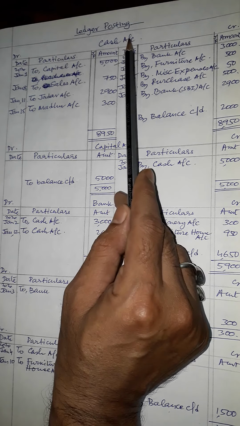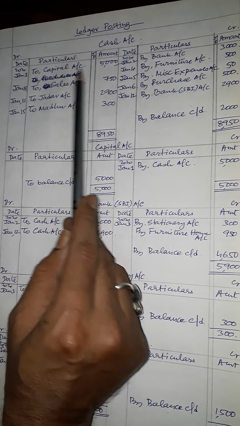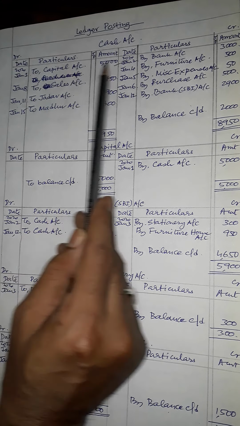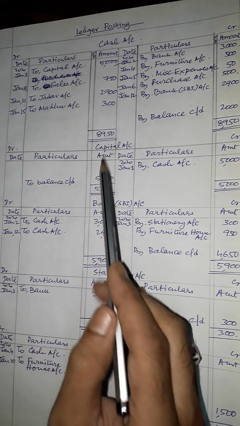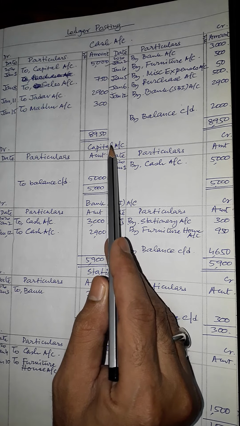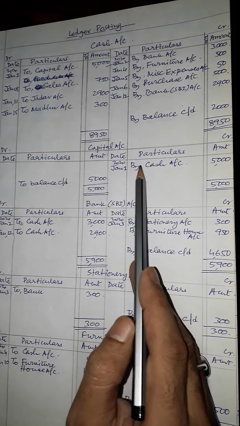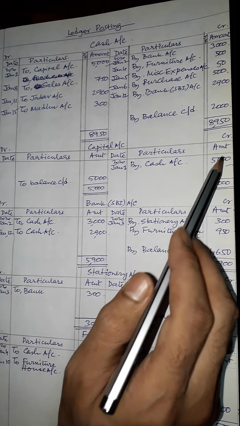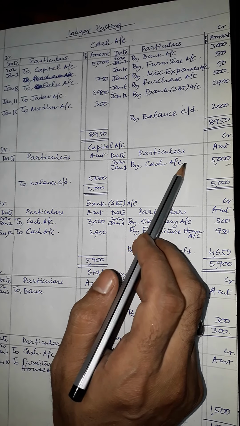So we have posted the first transaction, cash account debit to capital account 5,000. Again, in capital account you will post this transaction as capital account credited by cash account 5,000. So these are the two aspects of the same transaction.